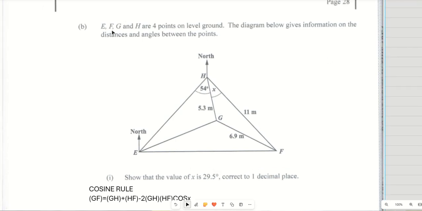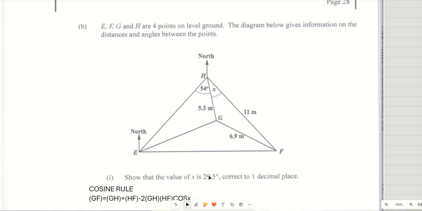E, F, G, H are 4 points on a level ground. The diagram gives the information. If you look at it, because this is on a level ground, this is a triangular base pyramid, because this is the flat part. The diagram below gives information on the distances and the angles between the points.